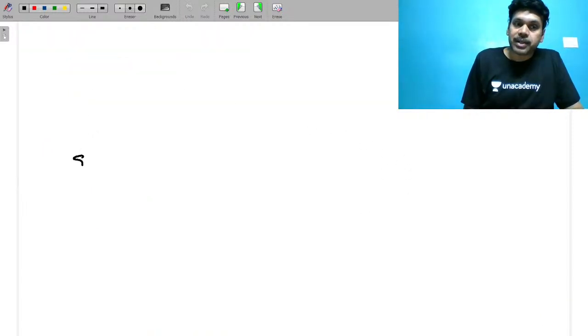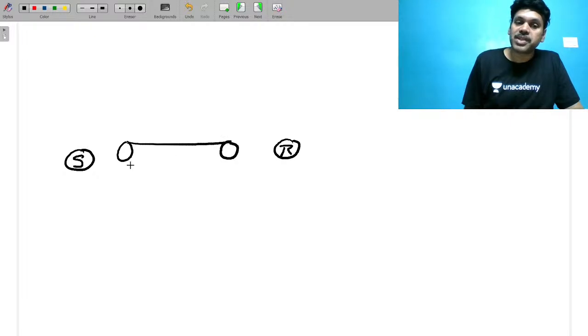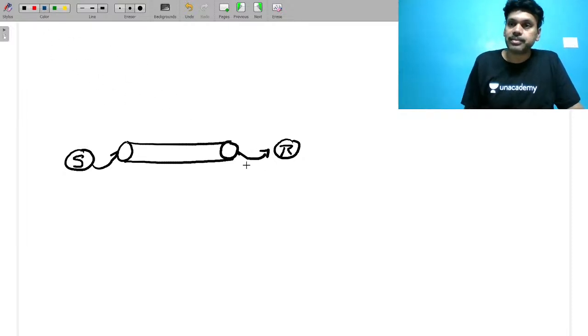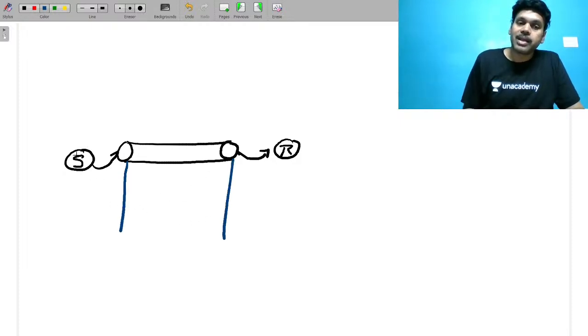So there is a sender and here is the receiver, and both are using a common channel. That means they are using a single channel for transmission of data, and they are directly connected to each other. The first parameter, observe carefully: the sender has to place the data onto the medium, which is nothing but TT for data.